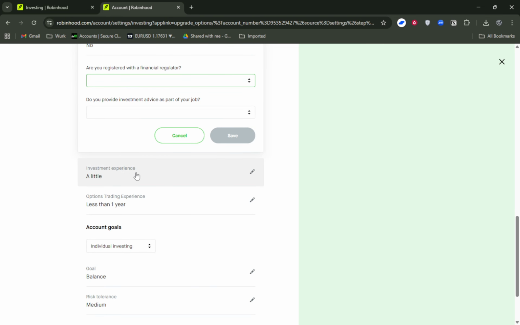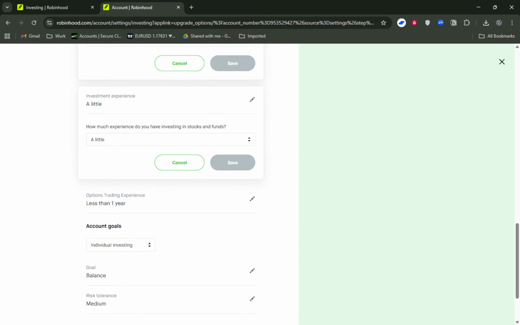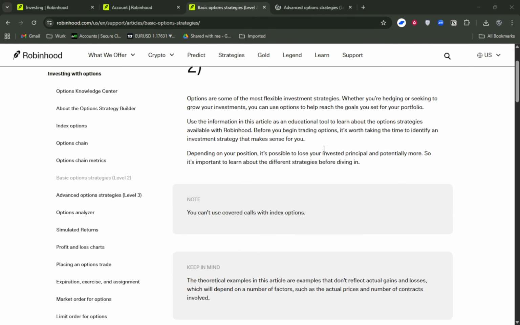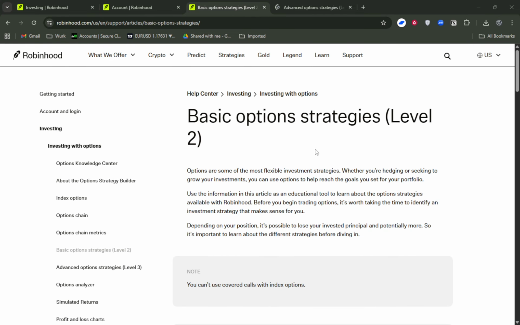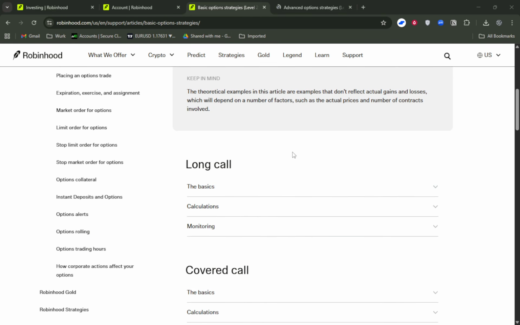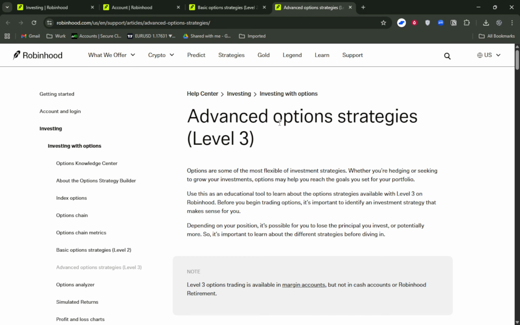If approved, Robinhood assigns an options level. Most people start at level 2, which allows you to buy calls and puts, sell covered calls when you own the shares, and sell cash-secured puts when you have the cash set aside. More advanced users may qualify for level 3, which includes spreads and multi-leg strategies like iron condors or butterflies. Higher levels typically require deeper experience and a higher risk tolerance.